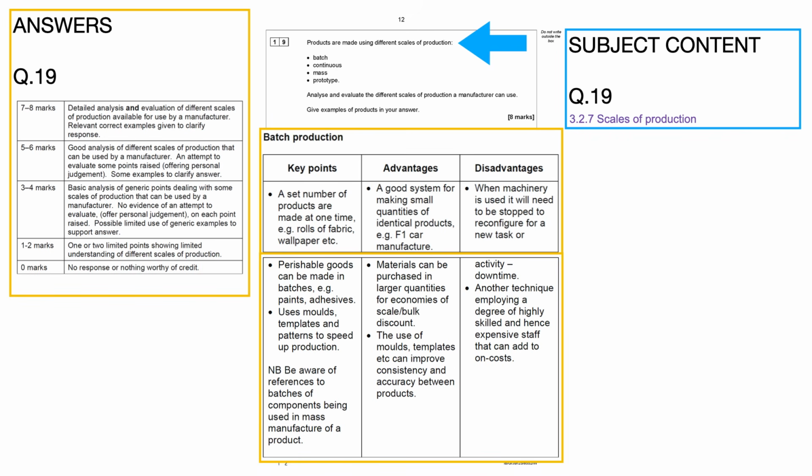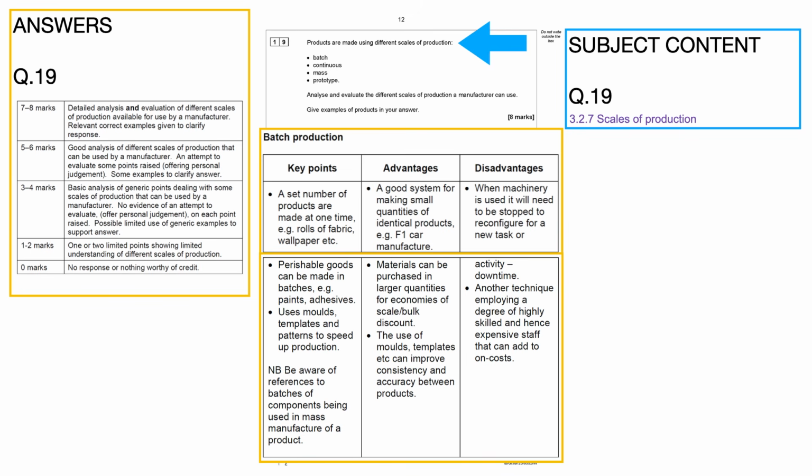For batch production, we have the key points, advantages and disadvantages. So please pause the screen and make some notes. Now it says to please note to be aware of references to batches of components being used in the mass manufacture of a product. So some key points here are a set number of products are made at one time. The advantages of this are good system for making small quantities of identical products, for example, F1 car manufacture.